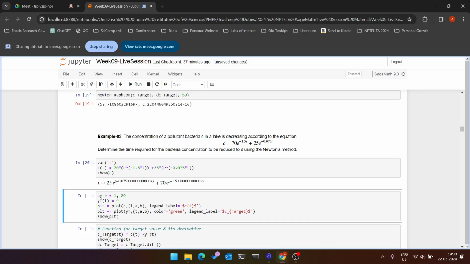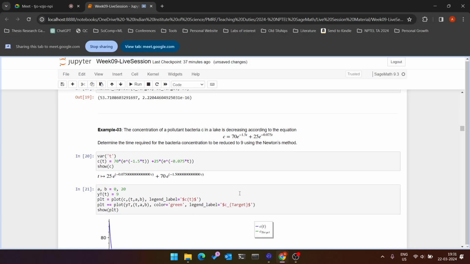Next, we specify the ends of the plot as 0 and 20, and we are also plotting the target value y target of t. We have specified it to 9 as mentioned in the problem statement. Now we will plot both concentration of t and the target value with suitable labels.